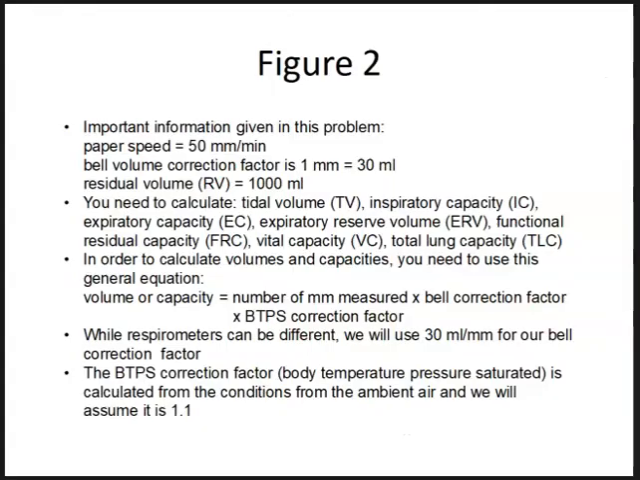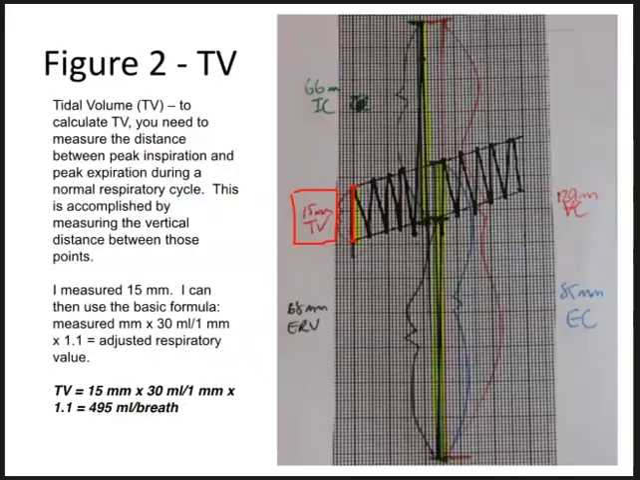So again, here we see that figure and compare it to the other capacities. Again, the next couple of slides will give you step-by-step instructions on how to get tidal volume and then how to get the vital capacity. So for tidal volume, again, we measure from the bottom of the tracing to the top, and we can see that we get about 15 millimeters for tidal volume. And then we plug that into the volume capacity formula, accounting for the Bell correction factor and BTPS. So here, tidal volume, we calculate to be about 495 milliliters per breath. Okay.